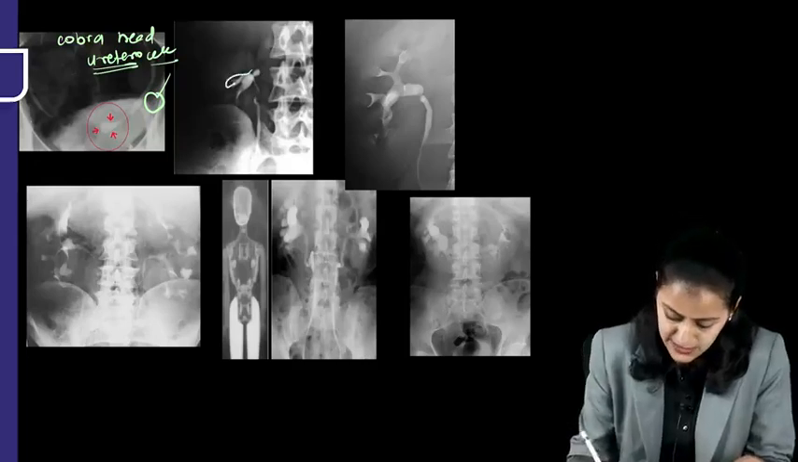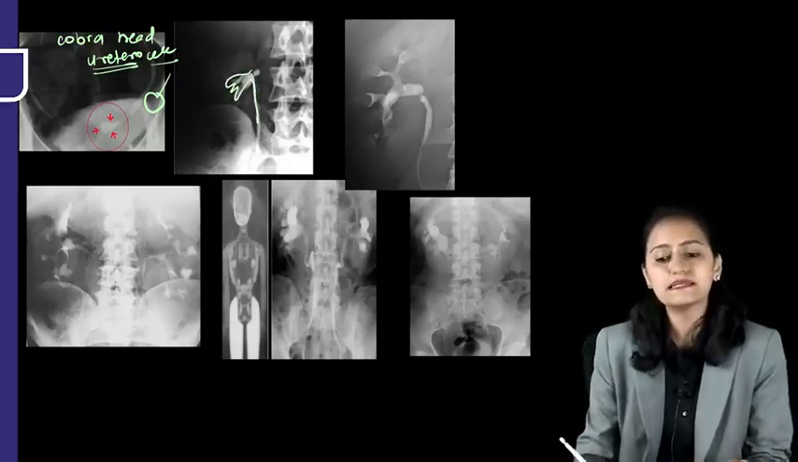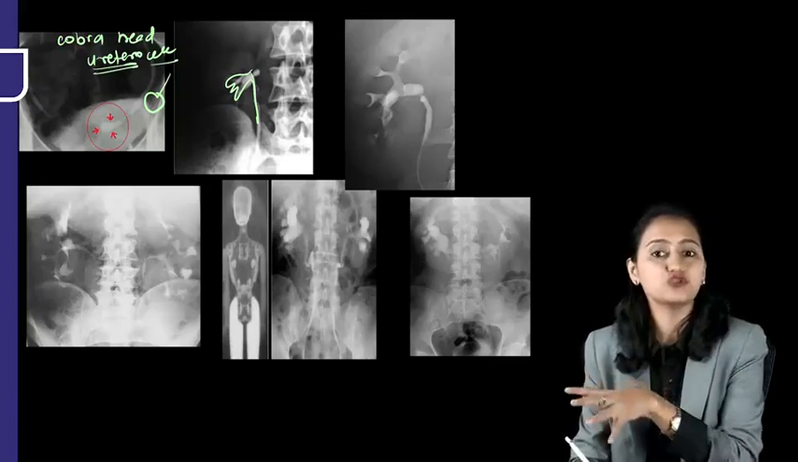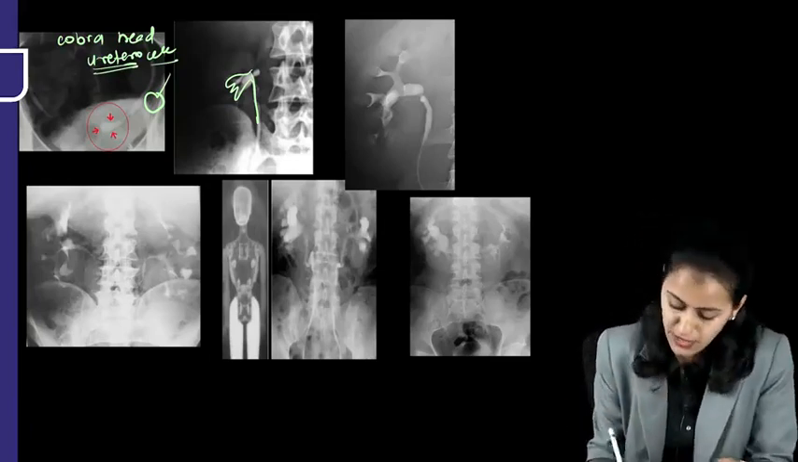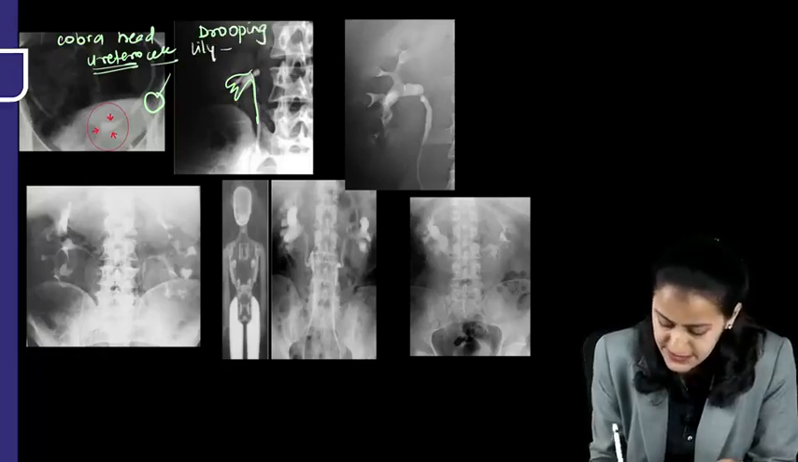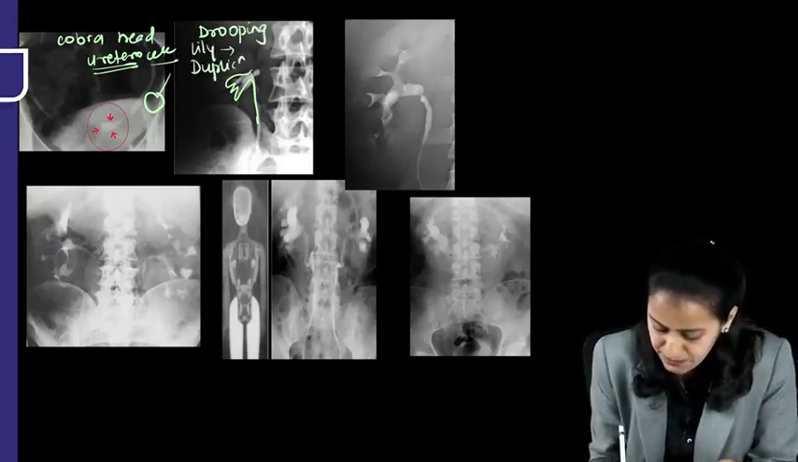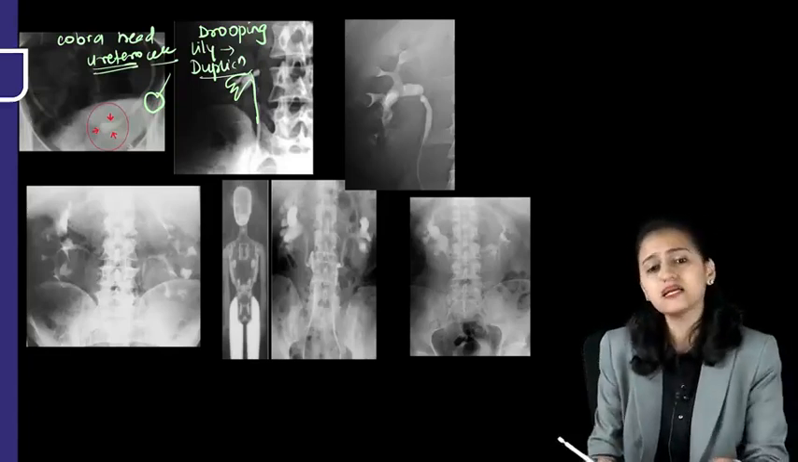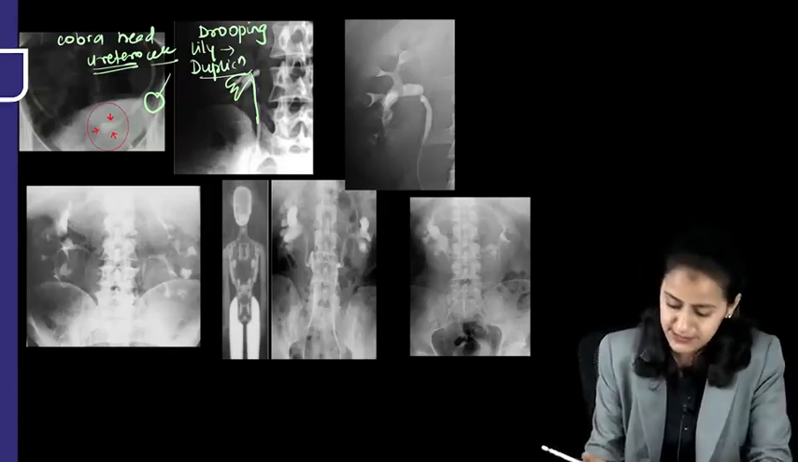Next one, what do we see here? This is like the drooping lily appearance. Remember, droop is seen in dupe, that is duplication. That's the mnemonic to remember. So remember, drooping lily appearance is seen in duplication. Complete duplication is where we see the drooping lily appearance.